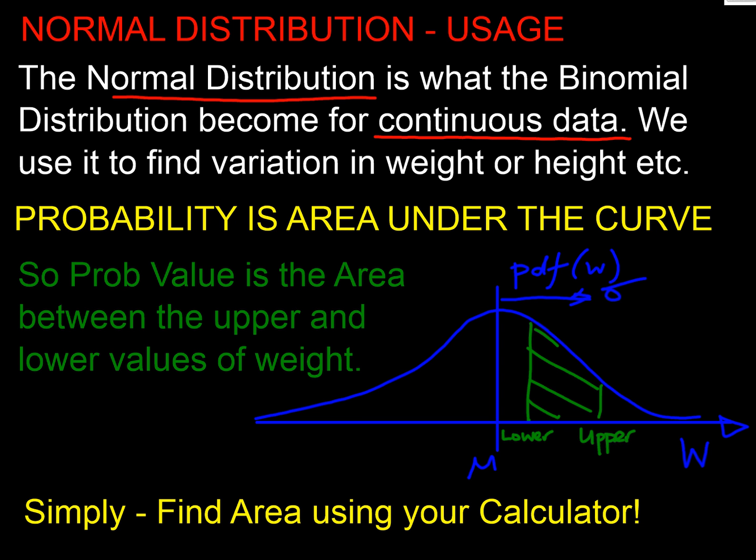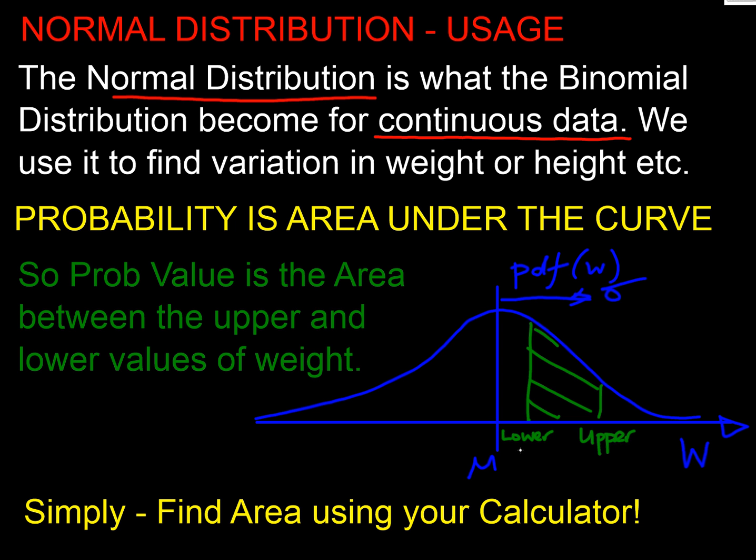The probability curve is this blue line here, and that's called a probability density function, a PDF. And if we want to find the probability in a particular range of values, we have to look at the area under the curve, such as in this green area here. We need a lower value and an upper value.